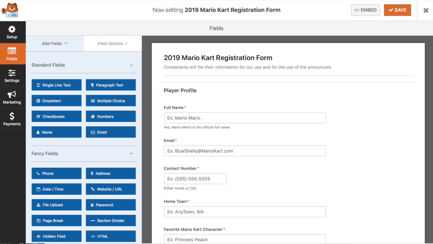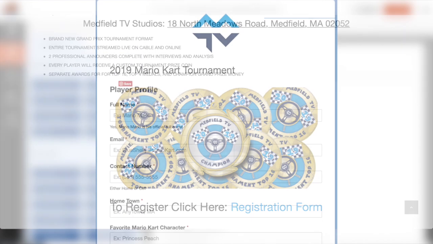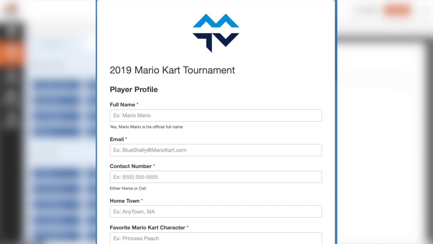So here's what mine looks like. And you can see that this is the form that I created. And then here's the sheet that when people opened it up, this is what it looked like. Two things that I did that made a huge difference.